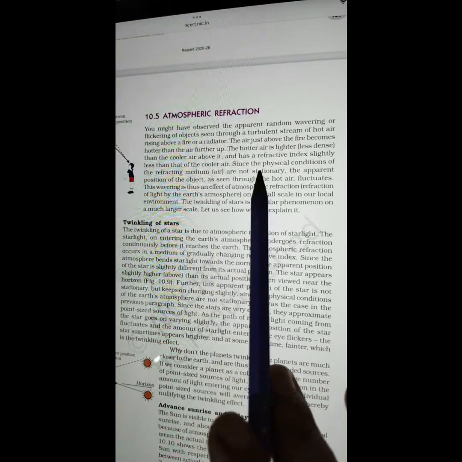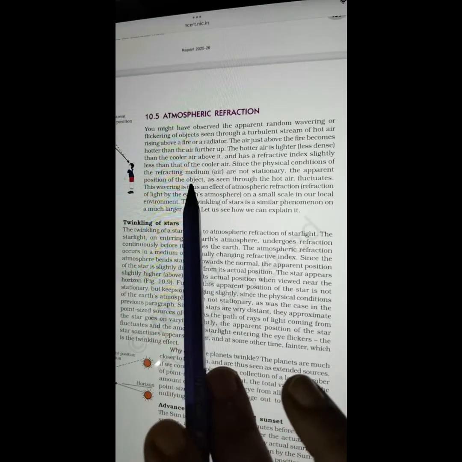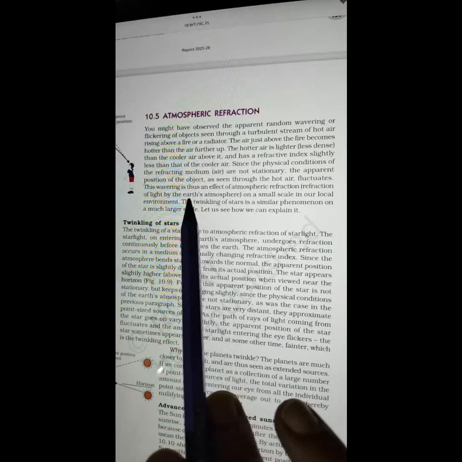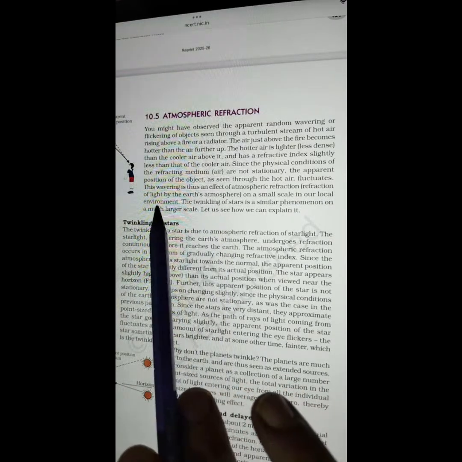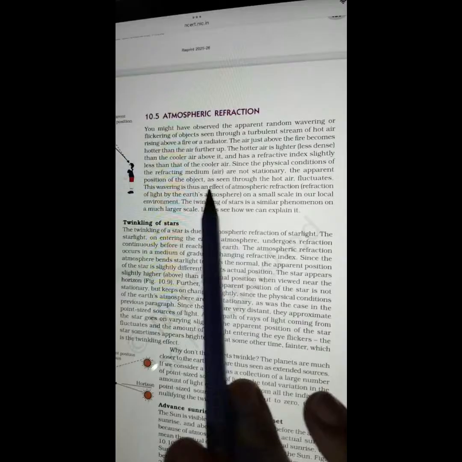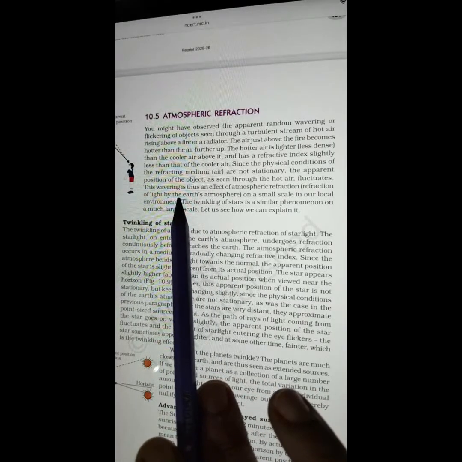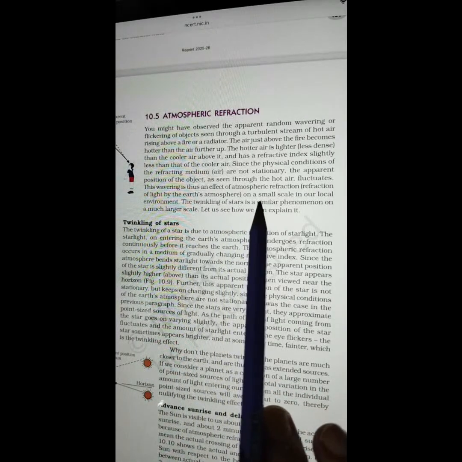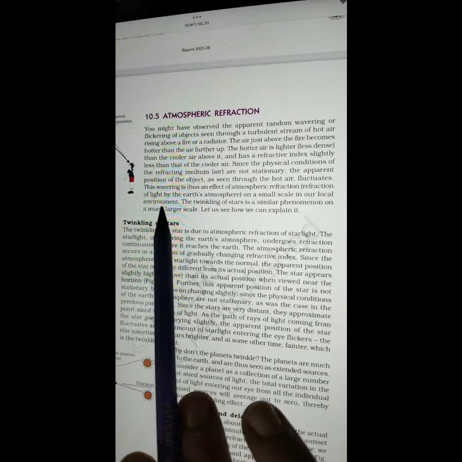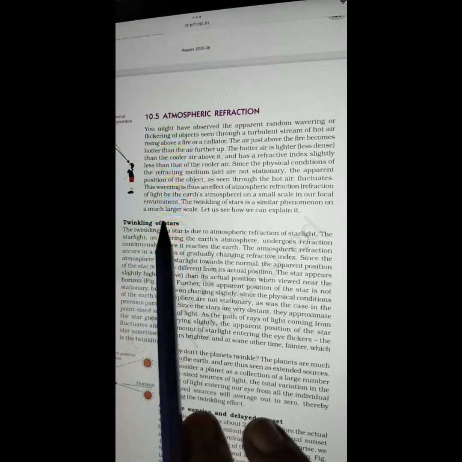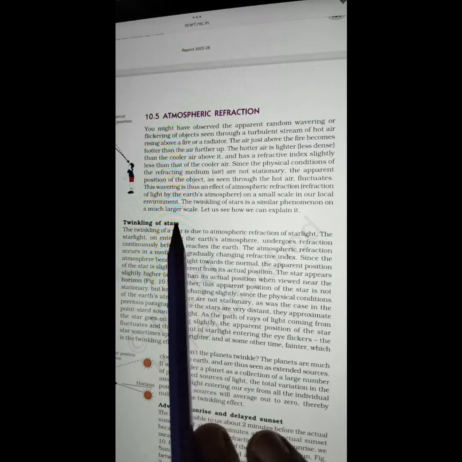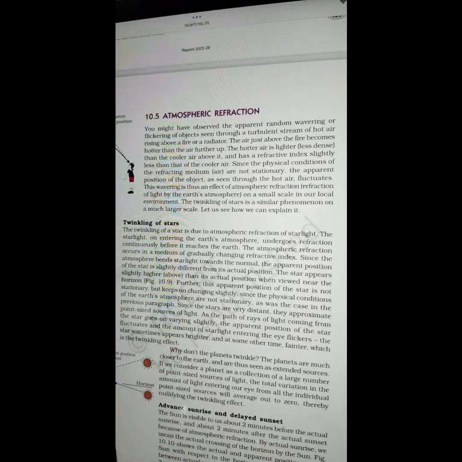Since the physical conditions of the refracting medium, air, are not stationary, the apparent position of the object as seen through the hot air fluctuates. This wavering is thus an effect of atmospheric refraction, or refraction of light by the Earth's atmosphere, on a small scale in our local environment. The twinkling of stars is a similar phenomenon on a much larger scale. Let us see how we can explain it.